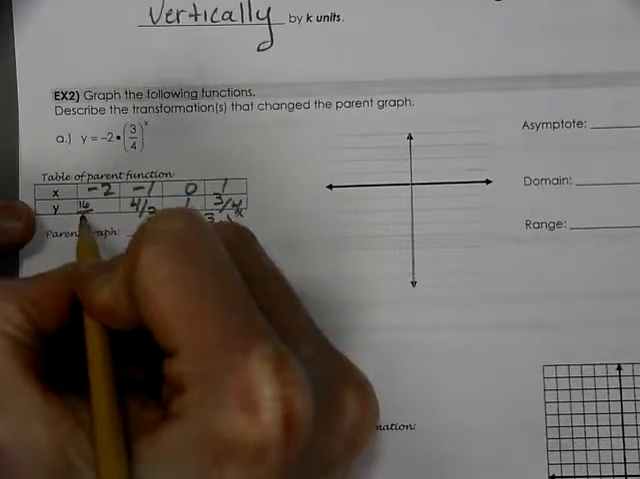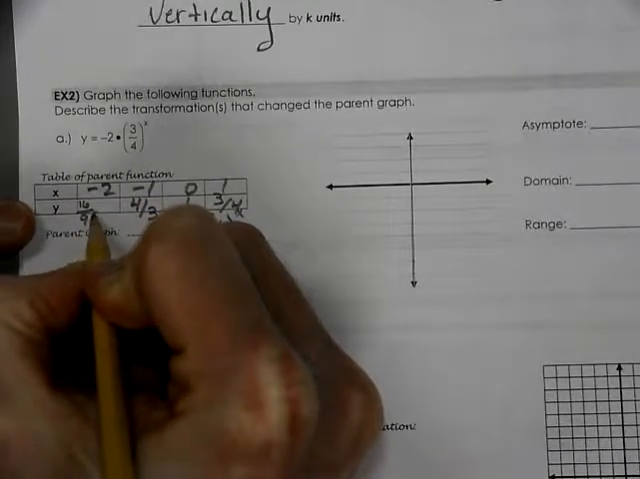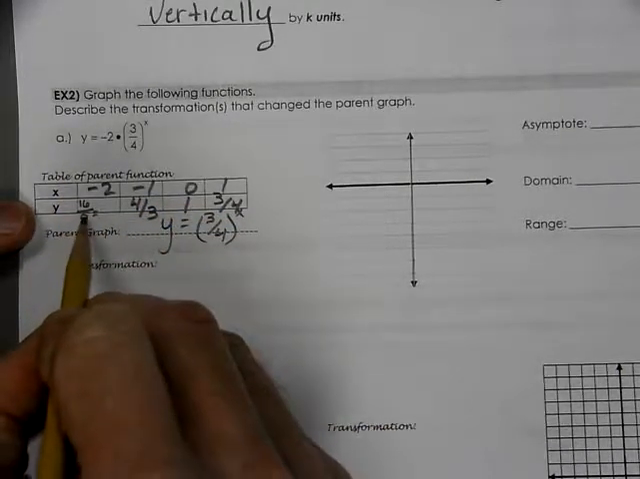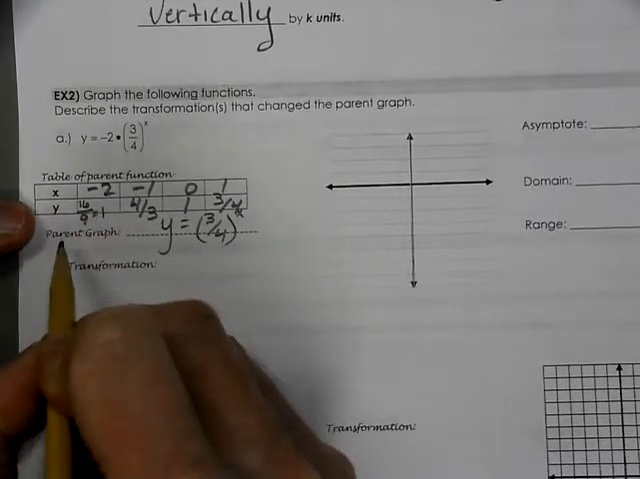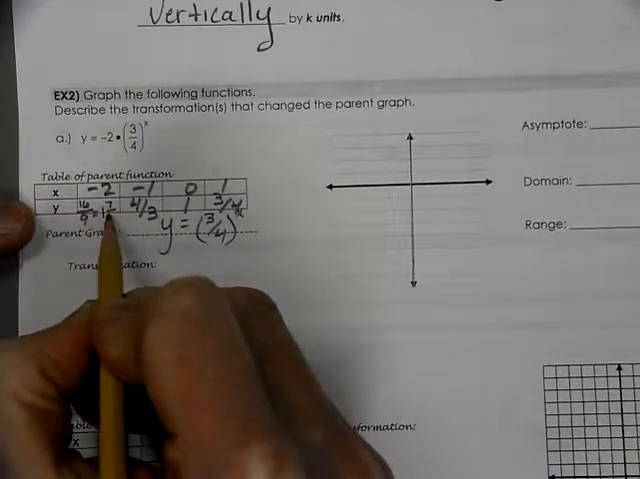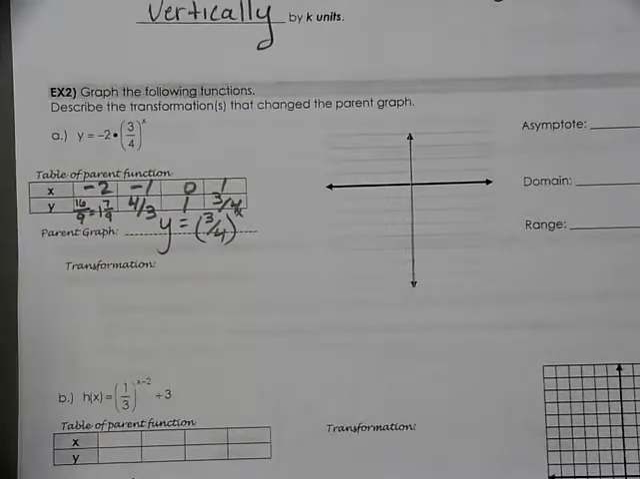That's going to be 16/9, which 9 goes into 16 one time with 7/9 left over. So that's just a little bit under 2.